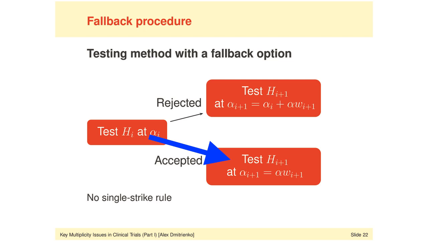But what is more interesting when we talk about the fallback procedure is the second option. If the hypothesis Hi is not rejected, which is shown by this big blue arrow, the next hypothesis in the sequence can still be tested. It's just it will be tested at a lower level. This is the fallback strategy. Instead of using alpha i plus the Bonferroni level for the next hypothesis in the sequence, the fallback procedure is going to rely on the Bonferroni level, which is equal to alpha times Wi plus 1.